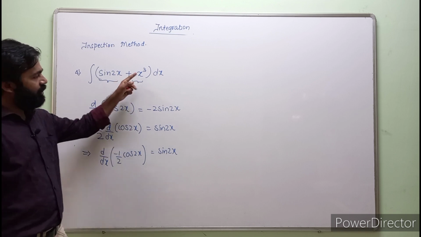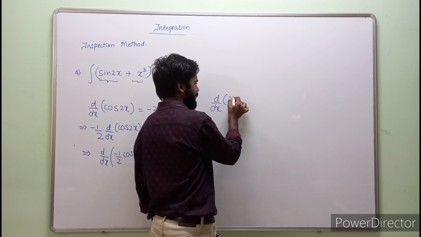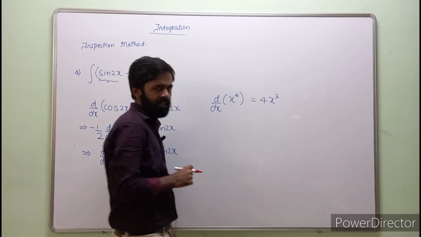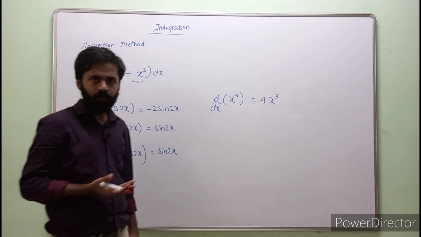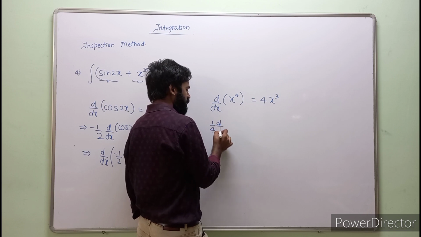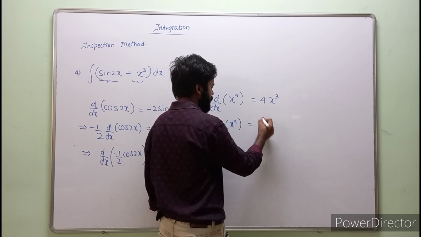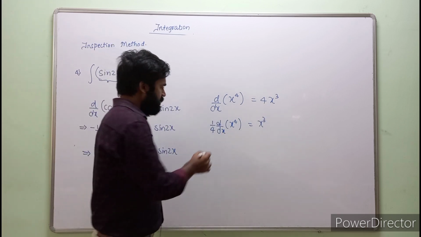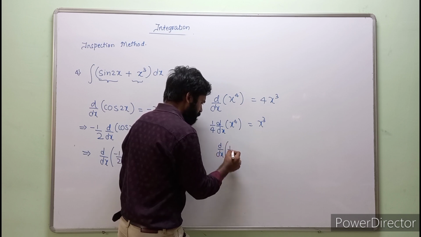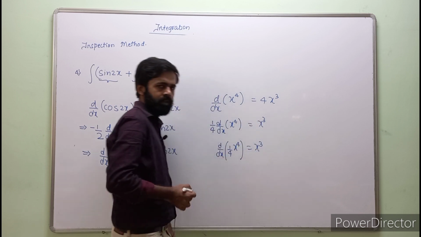Now let's find it for x cube. Now d by dx of x raised to 4 is nothing but 4x cube. We should differentiate the x raised to 4 term to get the x cube term. Now take this 4 here, you get what? 1 by 4 d by dx of x raised to 4 equals x cube. Right, now take 4 inside, d by dx of 1 by 4 x raised to 4 equals x cube.